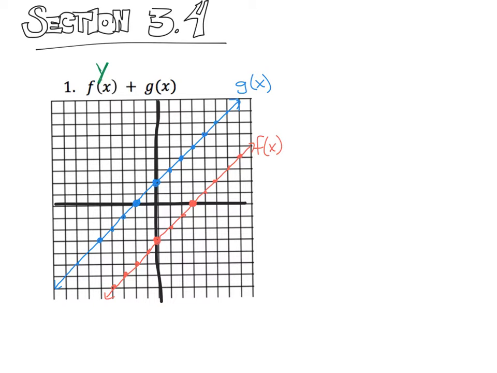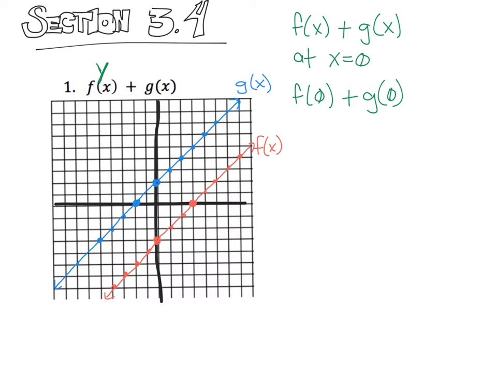What I'm going to do here, and we've done this before, so hopefully this isn't brand new to you, to do f of x plus g of x, I'm just going to pick some x values and plug them in. So let's pick an x value. Let's just start at x equals 0. So f of 0 plus g of 0. When x is 0, go to where x is 0, which is right at the origin. What is the y value of the f of x function?